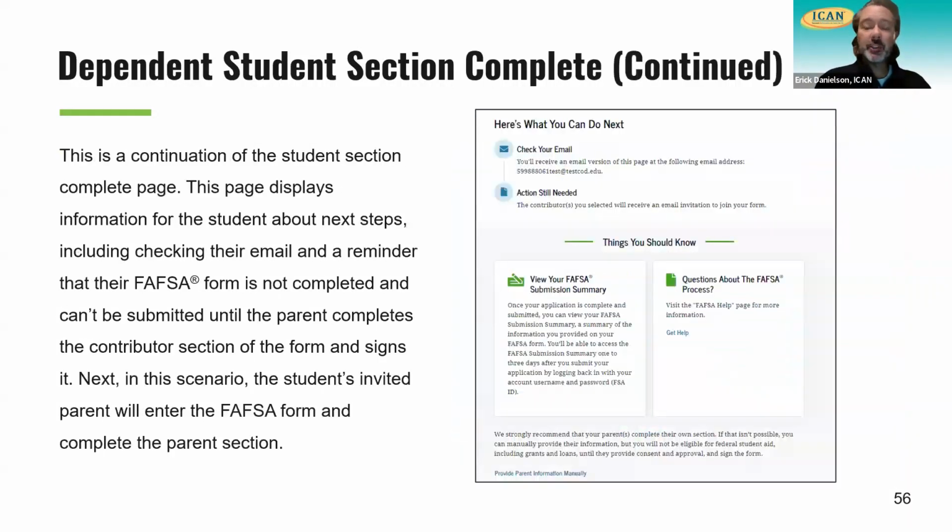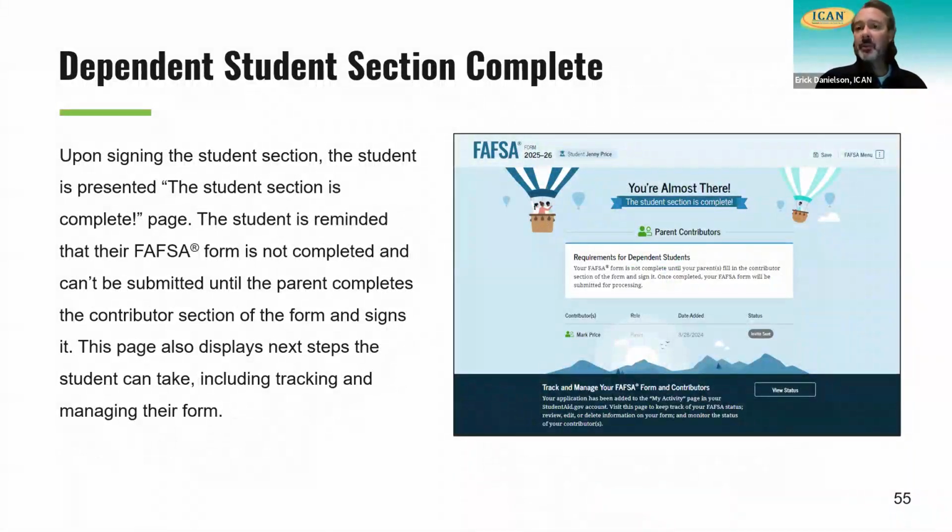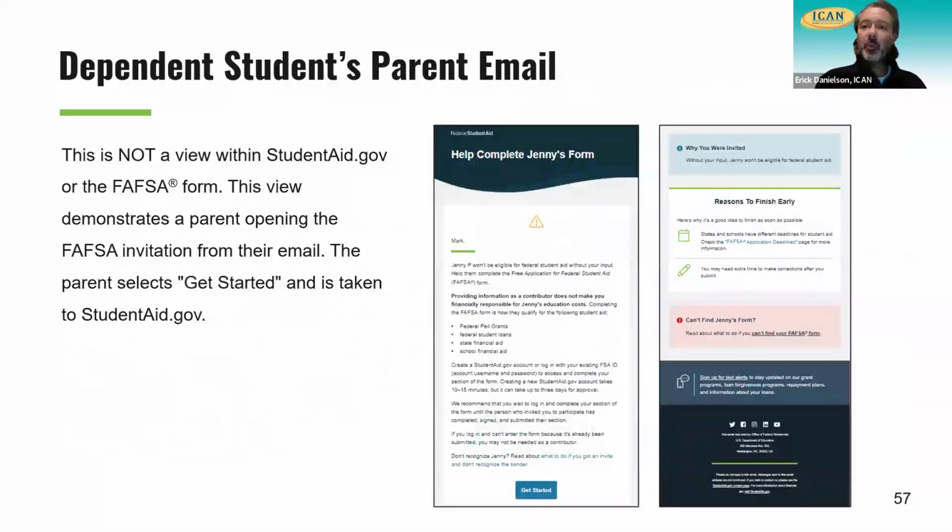Now there will be more information. Students will get an email about what needs to be done next. But what we generally do at ICAN is, once we're done completing the student section, we log out of the student's studentaid.gov account, and then we log in with the parent information, their login, and do their section from there.